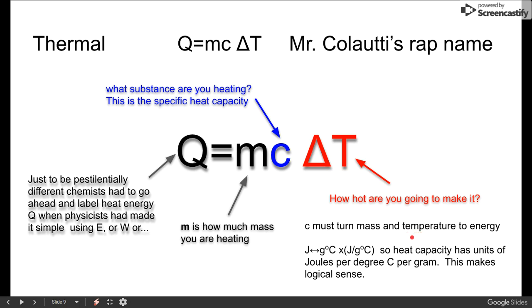This makes pretty good sense. If this answer is in joules, and this is kilograms or grams, and this is degrees, then this thing has to have joules in it to give you the correct answer, and it has to divide out the mass and temperature. This gives us the units of joules per degree per gram. That makes common sense. How many joules do I need to heat this substance per degree per gram of substance?